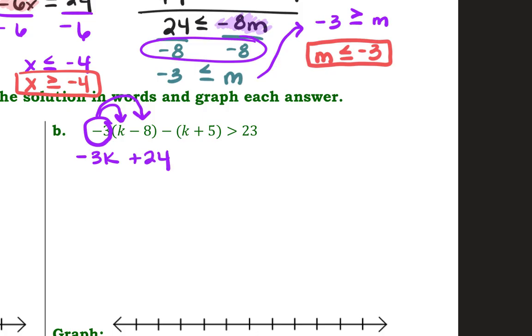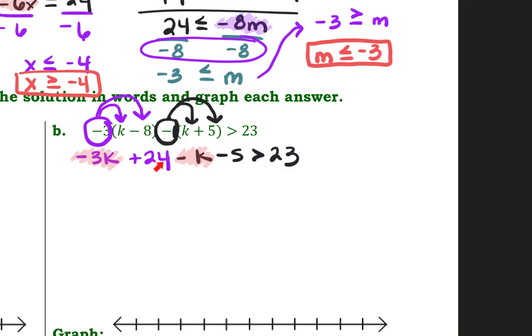24. All right, now we're going to take this negative 1, because there's a 1 there. Take that negative 1, we're going to multiply it. What's negative 1 times k? Negative 1k. Y'all don't need to put the 1. And then what's negative 1 times 5? Negative 5. All right, and then we bring down our symbol, and then the 23. All right, highlighting the variables, only the variables. They're on the same side, so you put those together. So what's negative 3 minus 1?